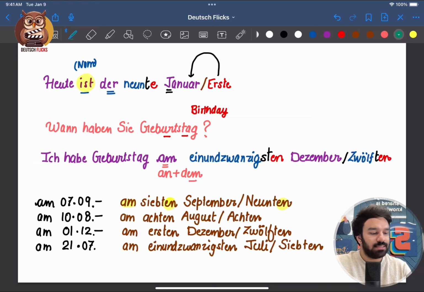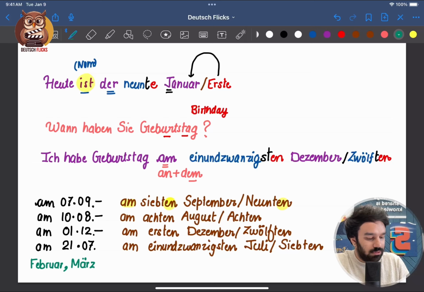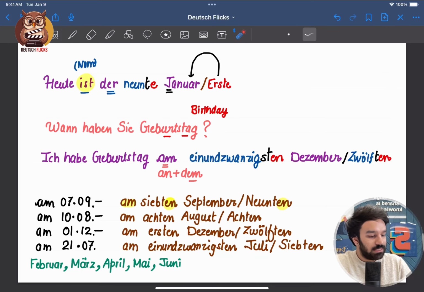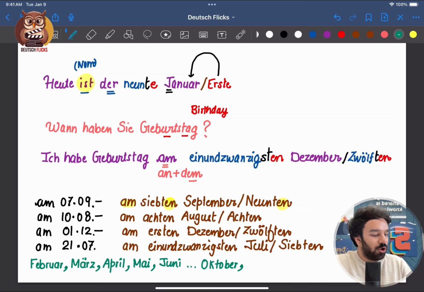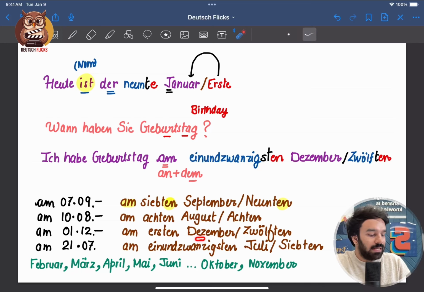I'll also mention other months. So we have Januar, then Februar, March is called März, April is called April, May is called Mai, June, Juni, July, Juli, August, August, dann September und dann Oktober, dann November und dann am Ende, at the end, December. So I've written all the months on this page.